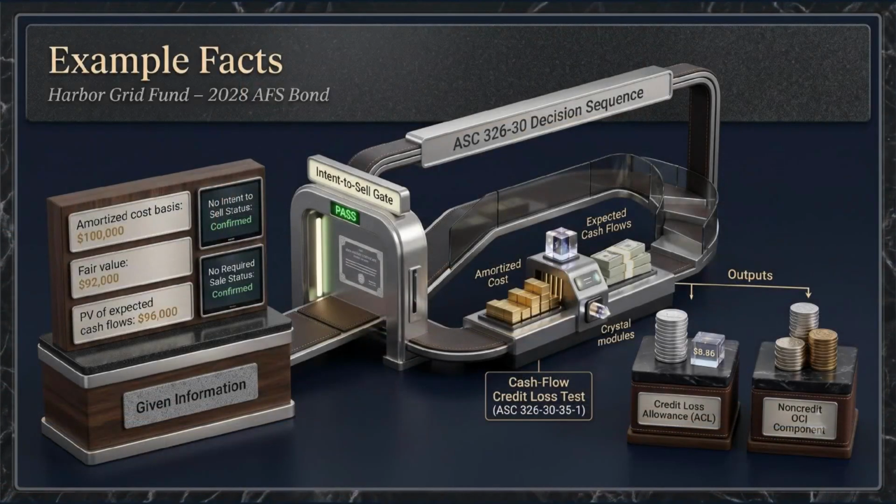Let us apply the model using Harbor Grid Fund in 2028. The available for sale bond has an amortized cost basis of $100,000, fair value of $92,000, and present value of expected cash flows of $96,000. The entity does not intend to sell before recovery and is not required to sell before recovery. Our task is to confirm that the intent to sell gate is not triggered, compute the credit loss, check the allowance cap, and determine the non-credit OCI component.